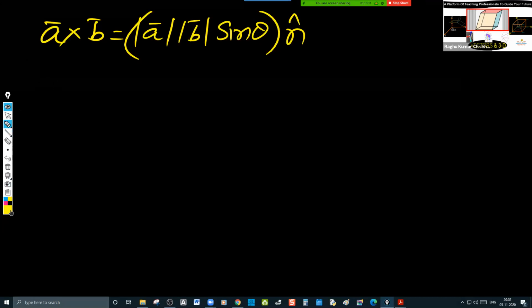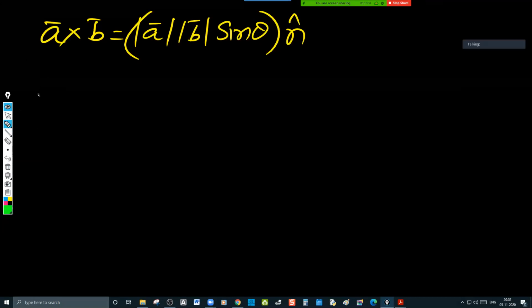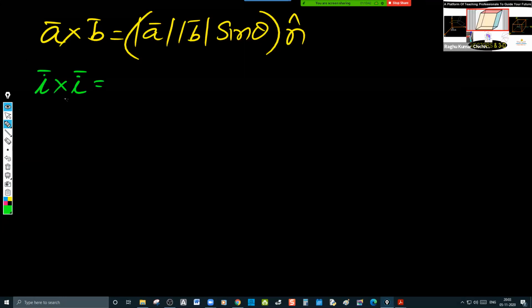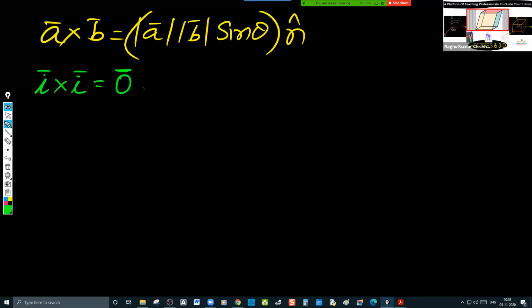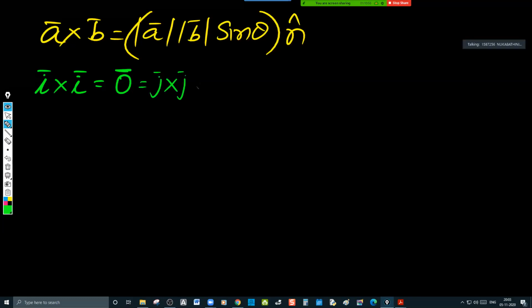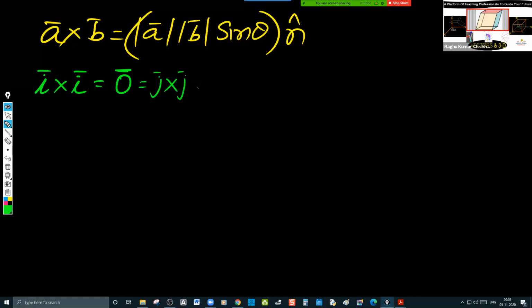If it is I bar cross I bar, it is unit vector, it is 1, and sin 0 is 0. But you must be writing it as 0 bar, please. The bar should be completed, because it is a vector 0. So J cross J, K cross K also 0 bar.